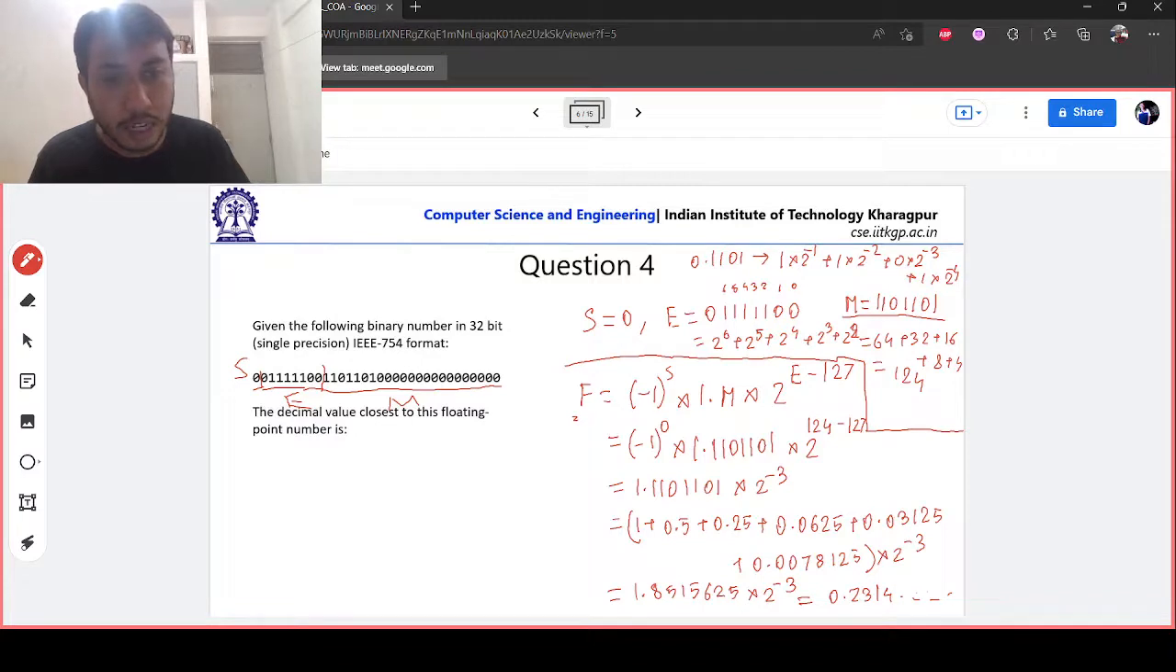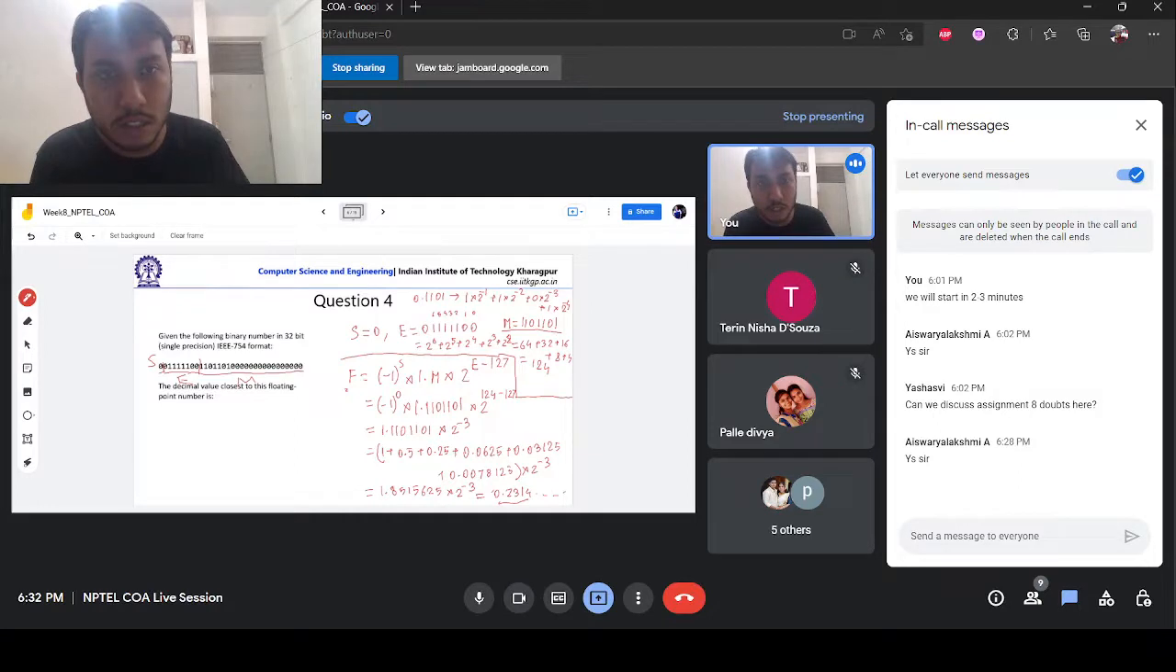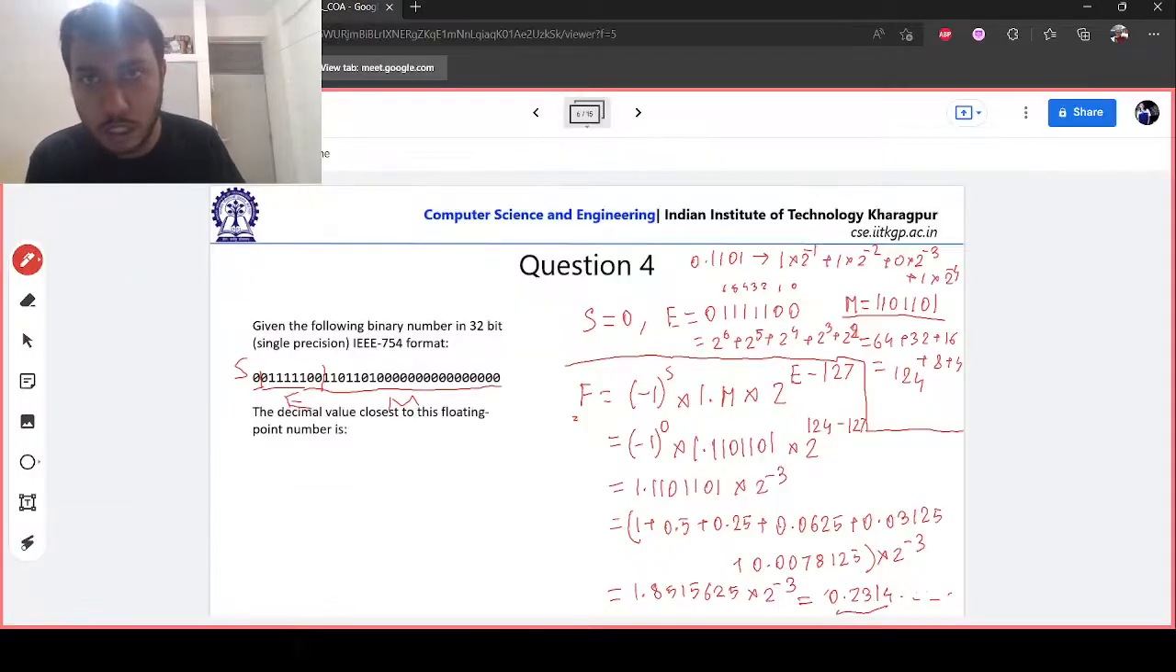So if you add this up, this value will come, and then if you multiply it by 2 to the power minus 3, the value 0.2314 will arrive. So this is the final answer. Clear? This is a very important sum. We will solve more questions regarding this in the coming problems. So let's go to the next one.